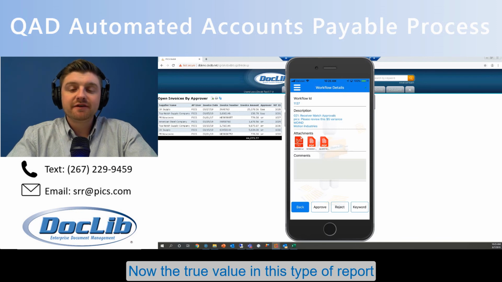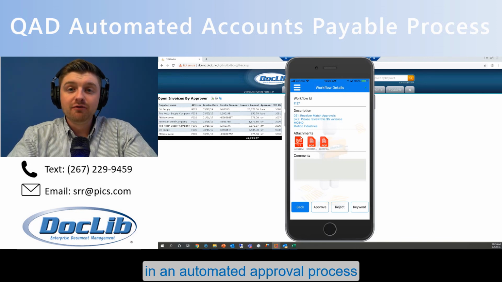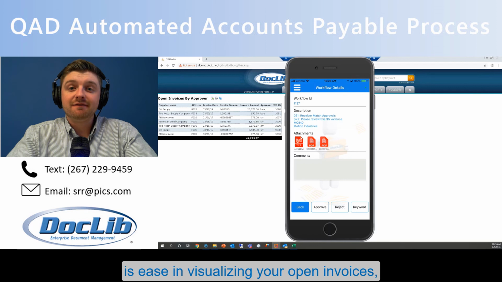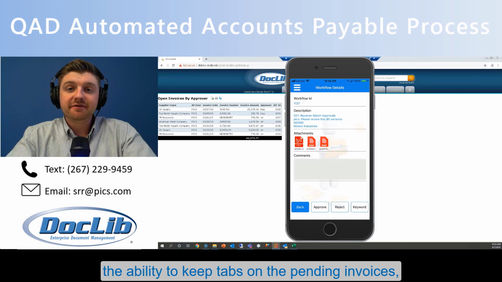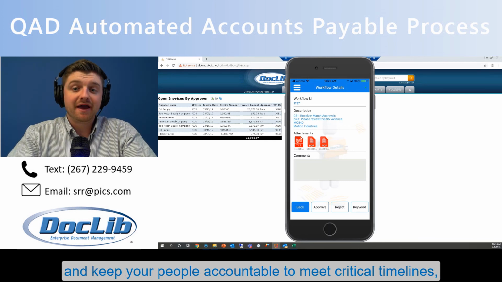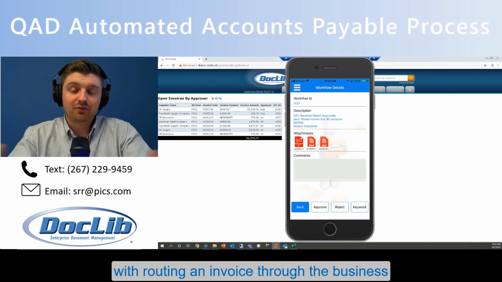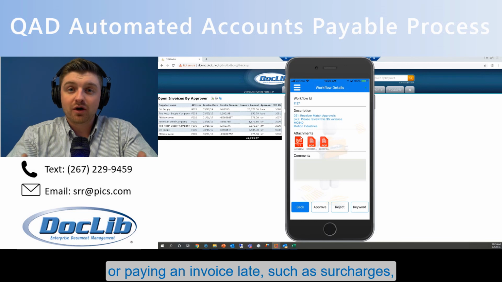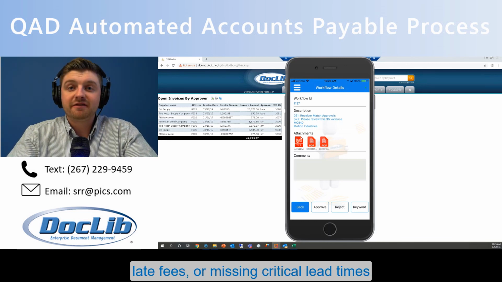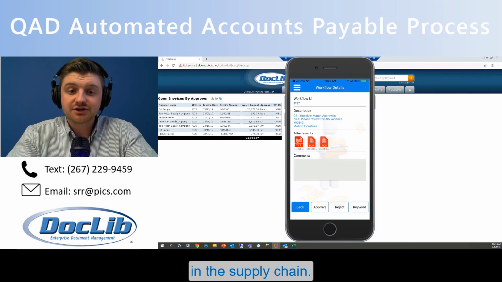Now, the true value in this type of report in an automated approval process is ease in visualizing your open invoices, the ability to keep tabs on the pending invoices and keep your people accountable to meet critical timelines, while also eliminating the hard costs associated with routing an invoice through the business or paying an invoice late, such as surcharges, late fees, or missing critical lead times in the supply chain.